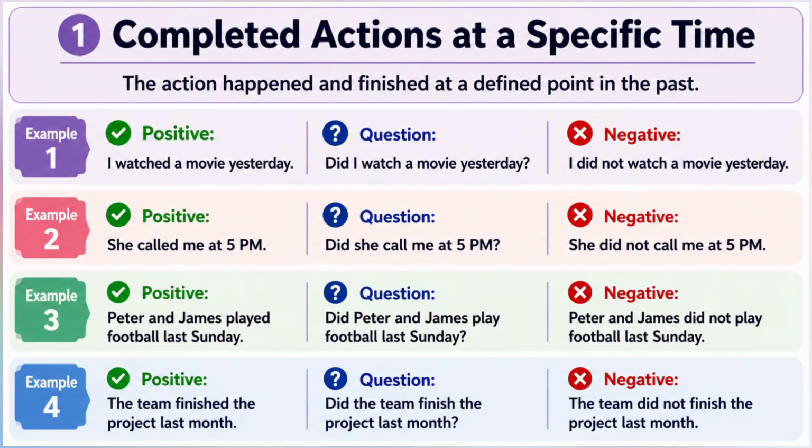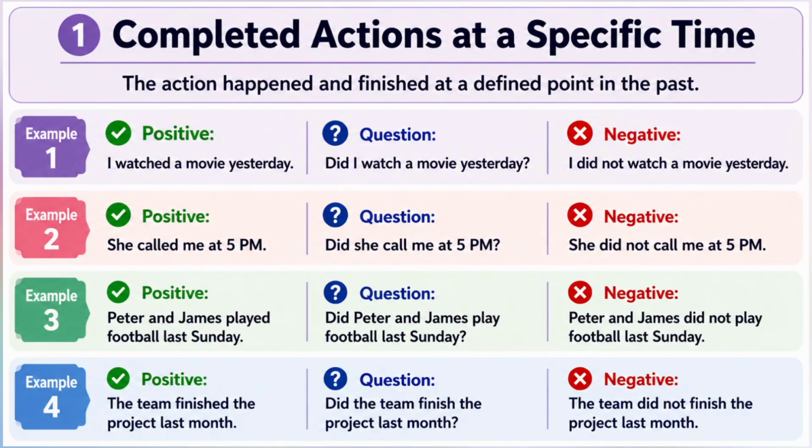Example 2. Positive. She called me at 5 p.m. Question. Did she call me at 5 p.m.? Negative. She did not call me at 5 p.m. Example 3. Positive. Peter and James played football last Sunday. Question. Did Peter and James play football last Sunday? Negative. Peter and James did not play football last Sunday. Notice that after did, played becomes play.